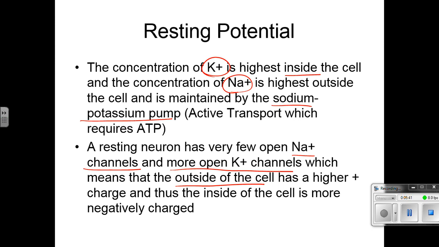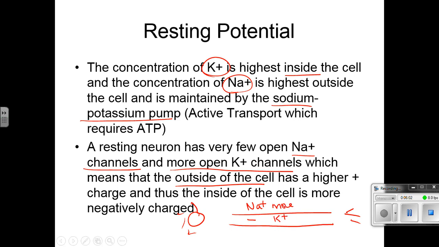So it's not that there's a lot more negative ions inside the cell, it just means that there is more positive on the outside. So here's that axon again. Remember, there's cell bodies down here and dendrites are down here. And so this is negative because there's more sodium out here than there is potassium. They're both positively charged, but because there's more positives out here, that makes this be negative.